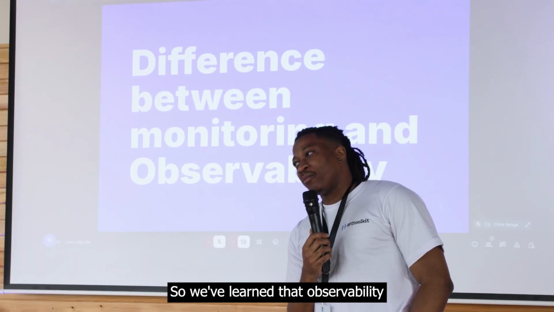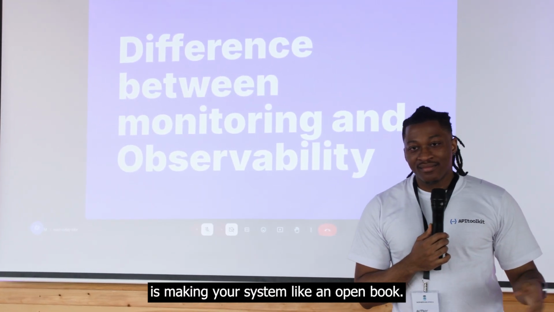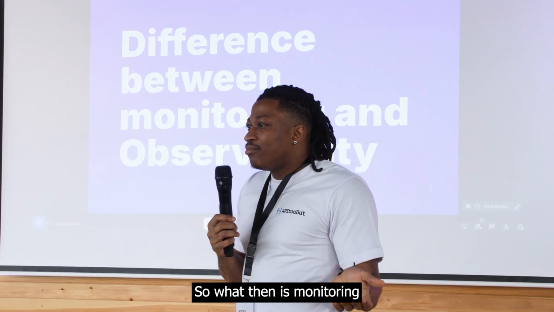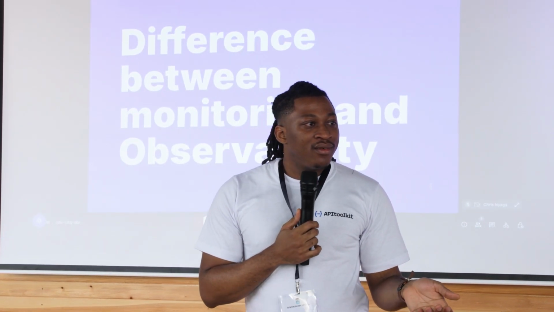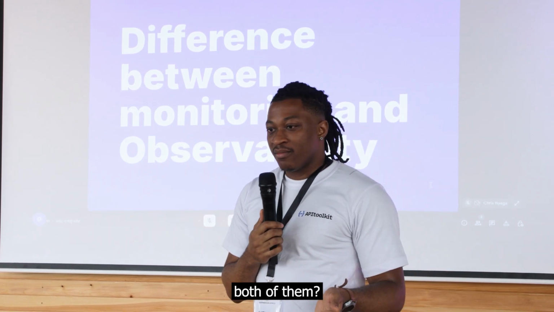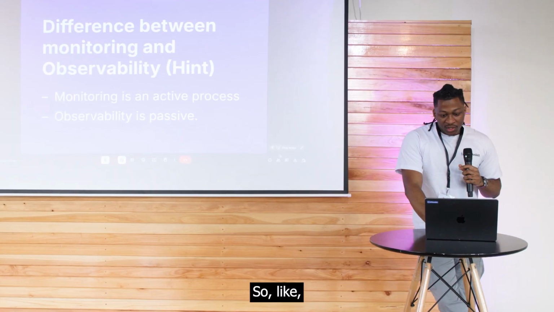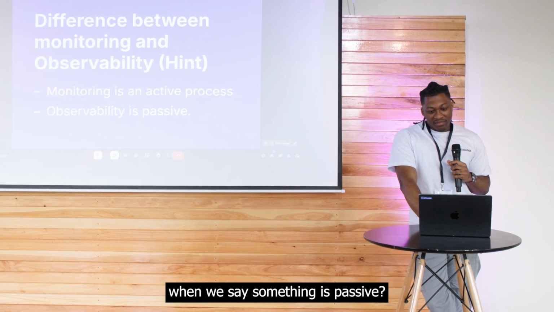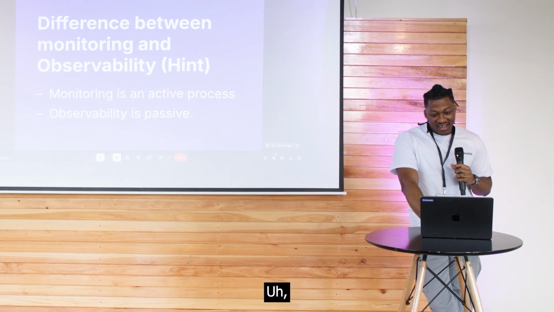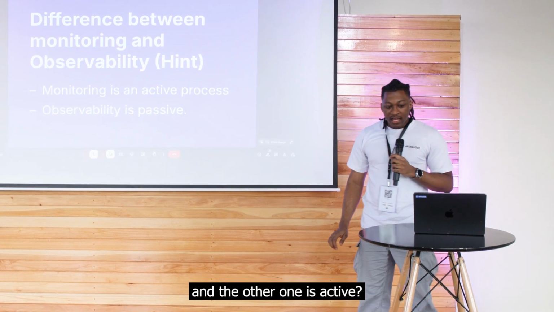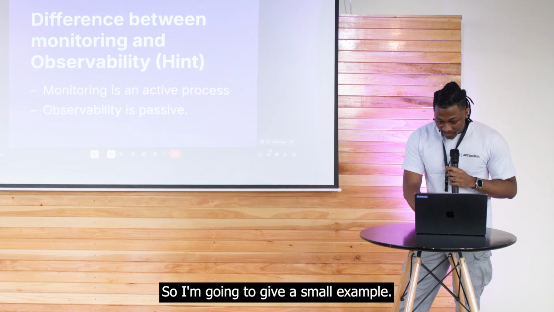So we've learned that observability is making your system like an open book. You can see what's going on. So what then is monitoring? And what's the difference between both of them? Monitoring is an active process. Observability is passive. So what does it even mean when we say something is passive and the other one is active? So I'm going to give a small example.